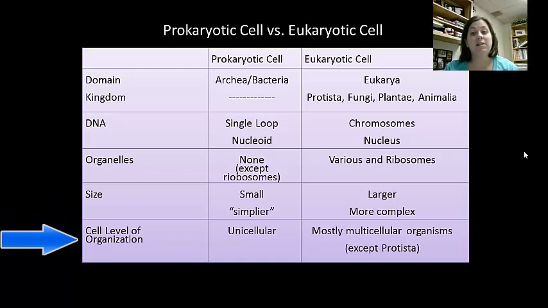Also, most prokaryotic cells are unicellular. Most eukaryotic cells are multicellular. So when you look at this, you have plenty of differences here, and you need to pick out two of them to discuss on your exam.